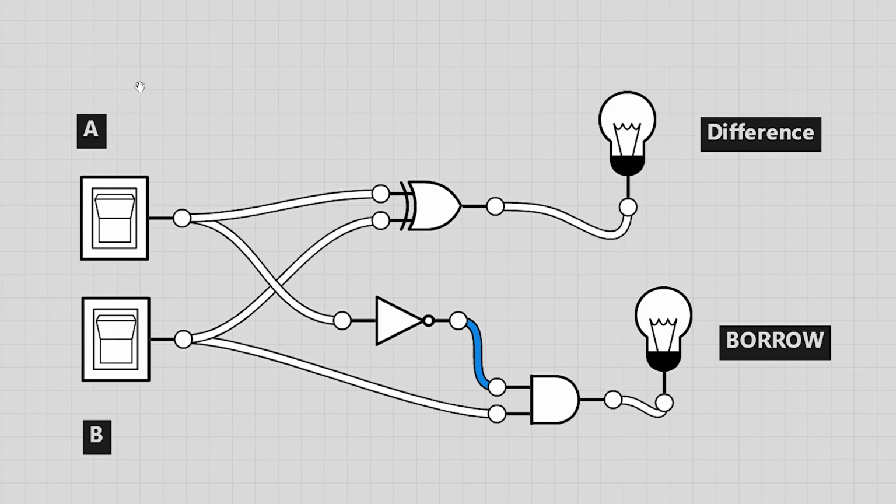When A is 0 and B is 0, both the borrow and difference are 0. When A is 0 and B is 1, the borrow is 1 and the difference is also 1. When A is 1 and B is 0, the borrow is 0 and the difference is 1. When A is 1 and B is 1, both borrow and difference are 0.